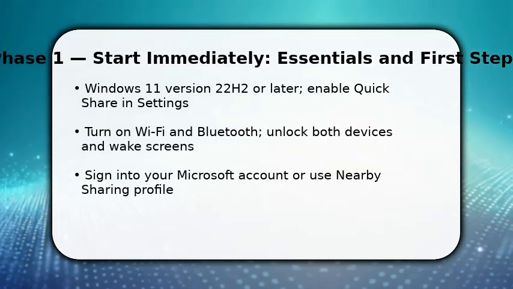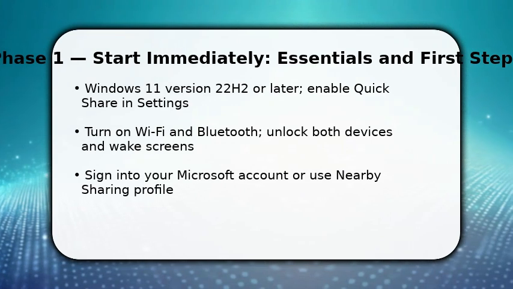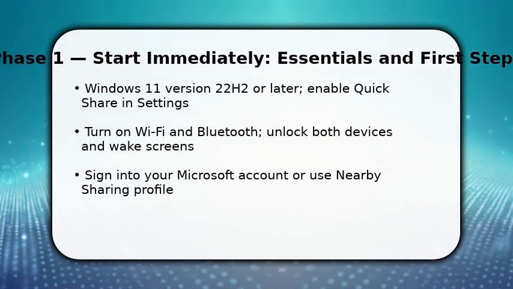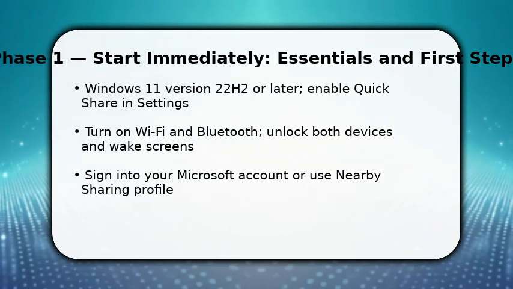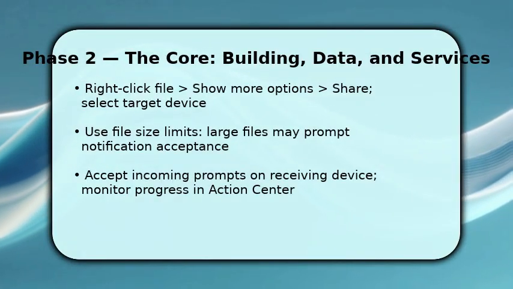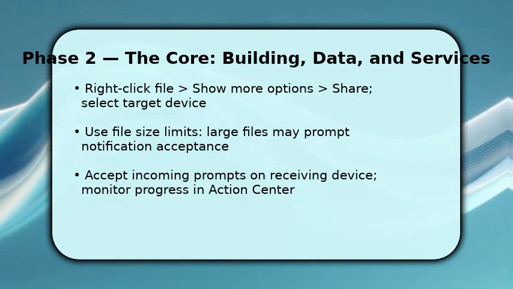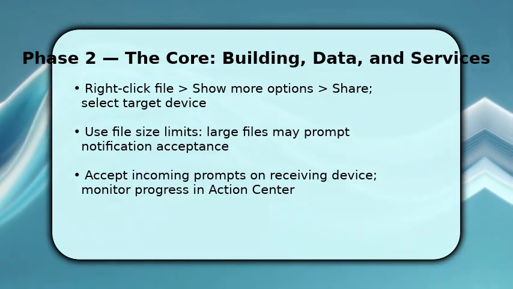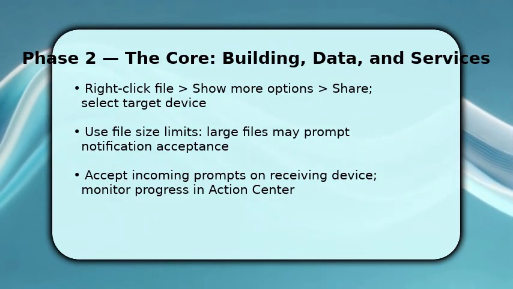Now open File Explorer and locate the file you want to share. This is the first actionable step to start a Quick Share session. You right-click the file, choose Share, and select the target device from the Quick Share list. If the receiving PC does not appear, toggle Nearby Sharing off and on. Once visible, send the file.